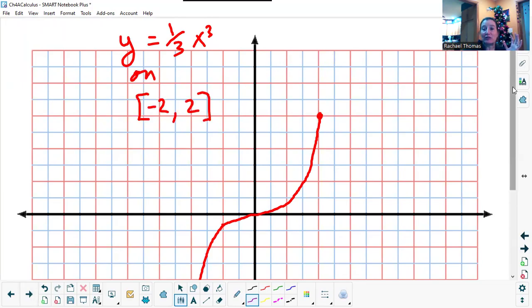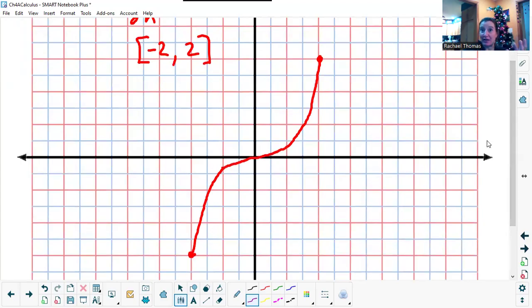If I restrict the domain, however, now I've got some. Now there's an absolute maximum value of this curve at 8/3 and an absolute min of negative 8/3 just by restricting the domain. Interesting, interesting. So not every function has maxes and mins.